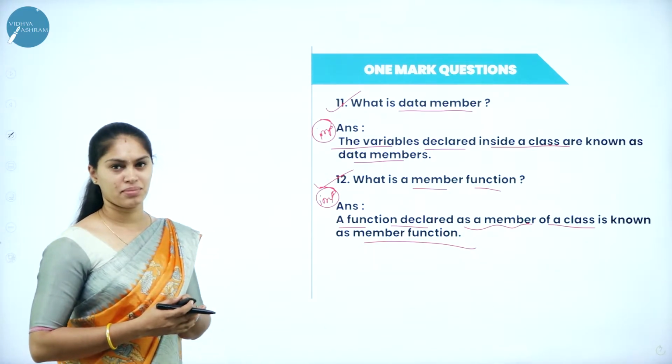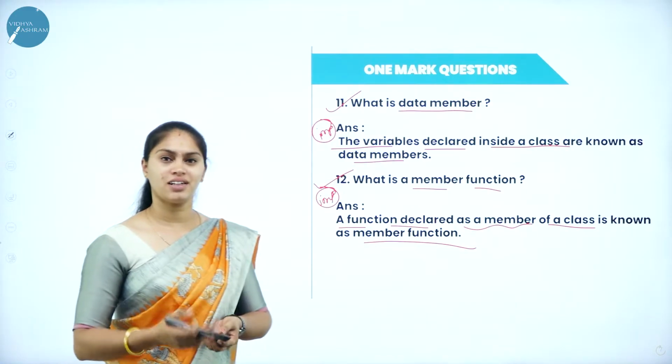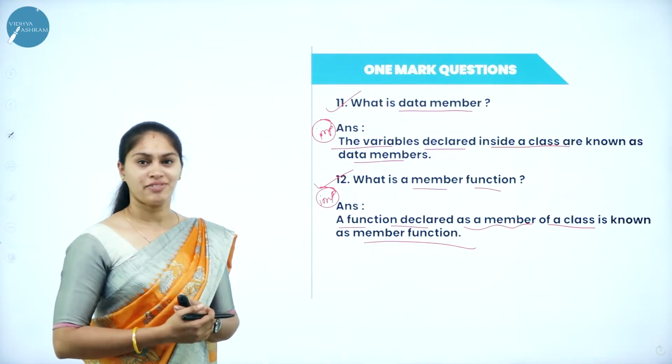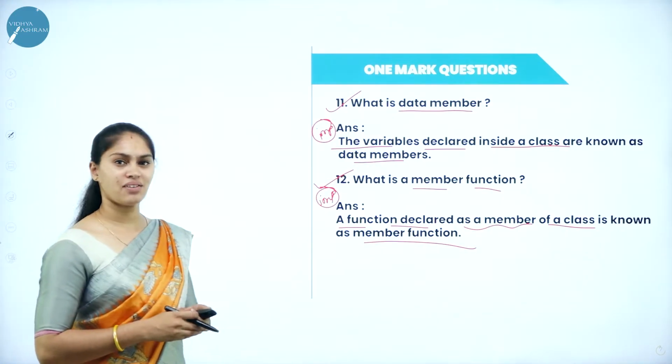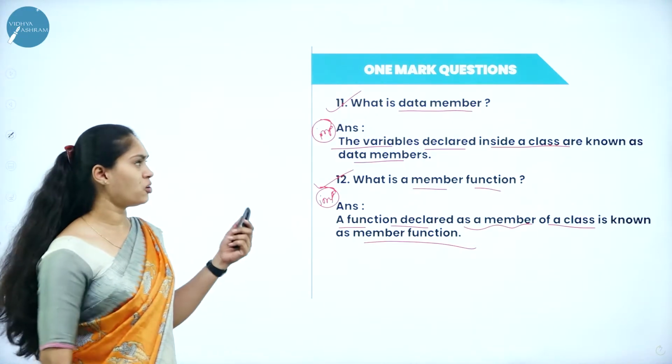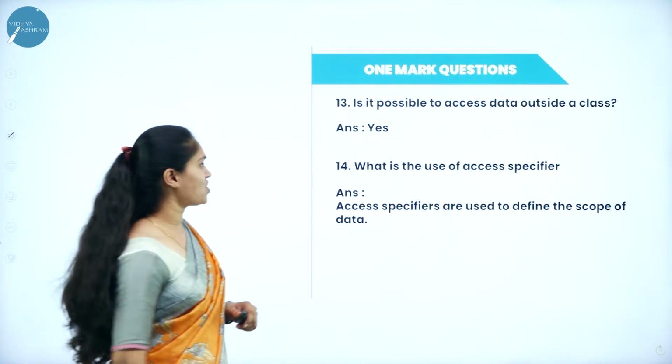These are the questions that I have listed out, which are most frequently asked in the previous year question papers. So you can have a look over them, and it will be easy for you to face the 1 mark question from chapter 7, classes and objects. It's all about 1 mark questions. We'll see the next question.